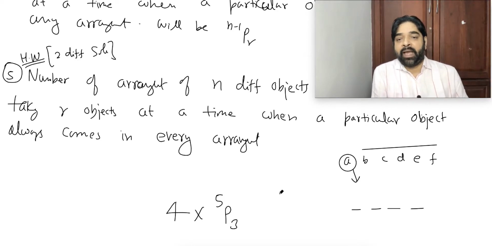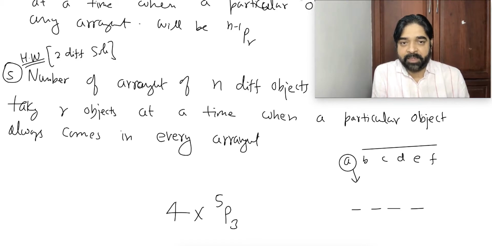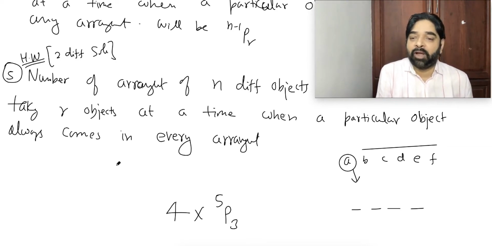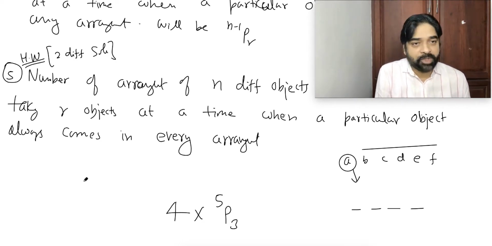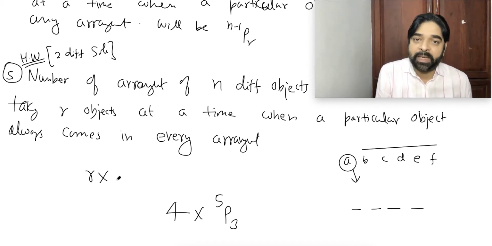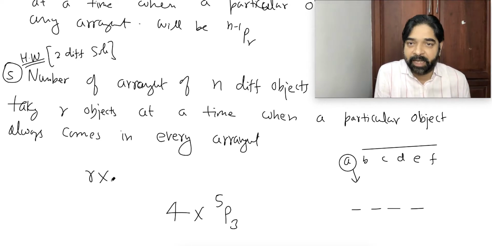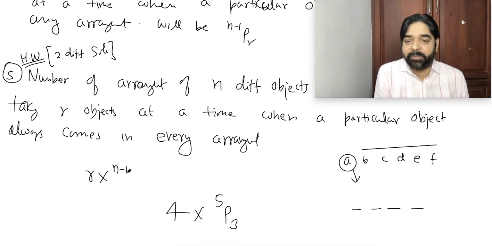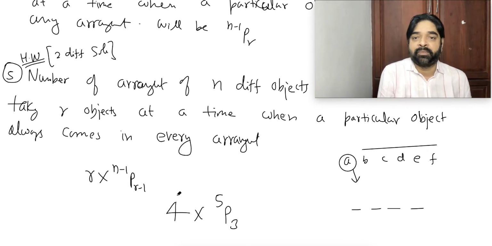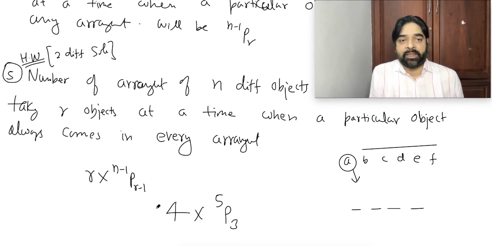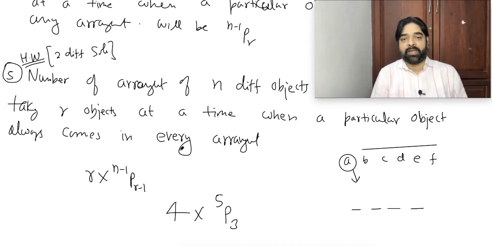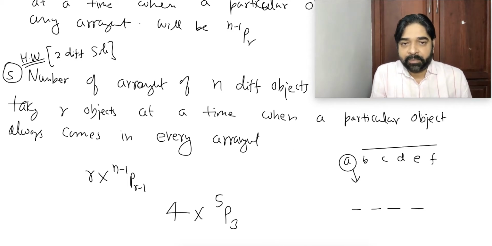Same thing here. N objects are there. We have to arrange r objects when a particular object comes in every arrangement. Now you can tell the answer easily. That particular object, I will say, go and take your place. So that particular object can be placed in how many ways? r ways. And balance how many places? r minus 1. Balance how many objects? n minus 1. No restriction, free arrangement, n minus 1 P r minus 1. Did you understand? So the answer will be r into n minus 1 P r minus 1.